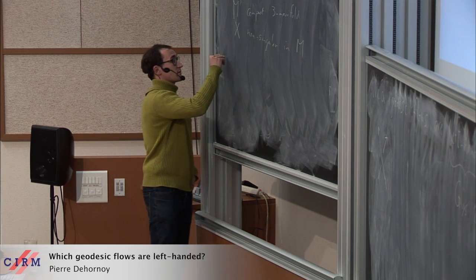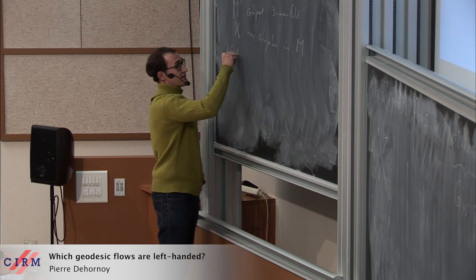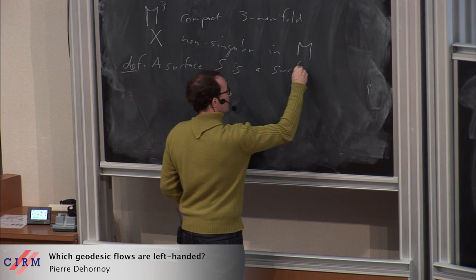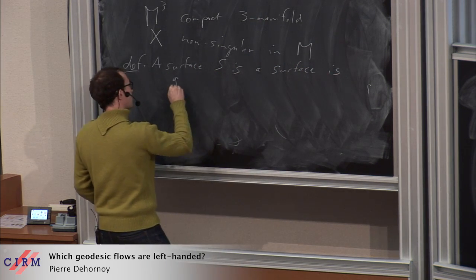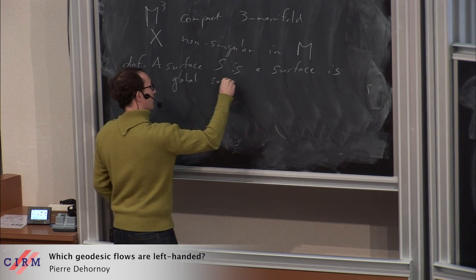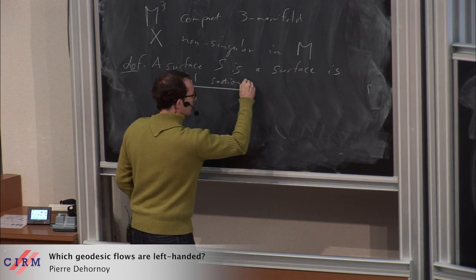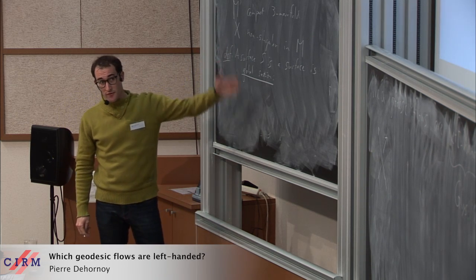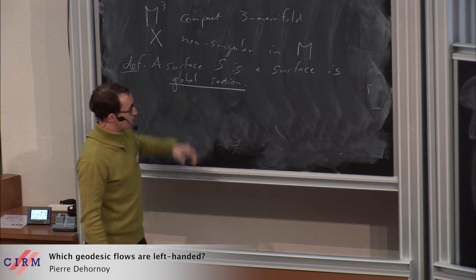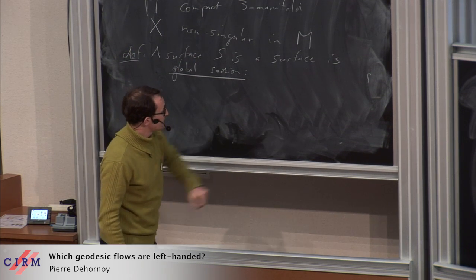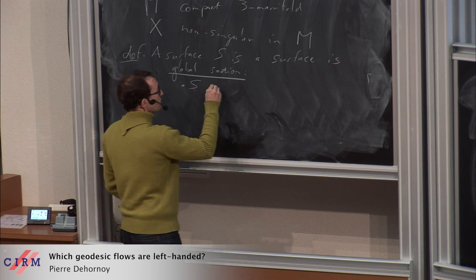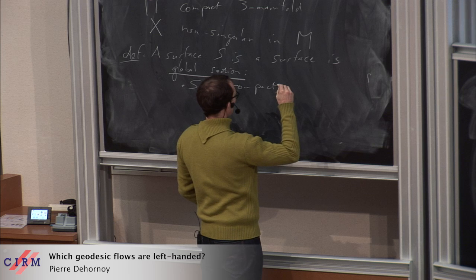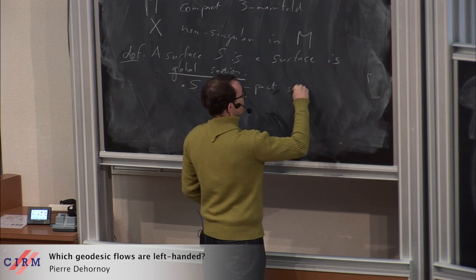Now we define the notion of section. We say that a surface S is a section, and we emphasize that it's a global section, if, informally speaking, S allows us to reduce the dynamics of the flow to the dynamics of some first return map on S. For that, we need three conditions. First, S should be a compact surface with no boundary.